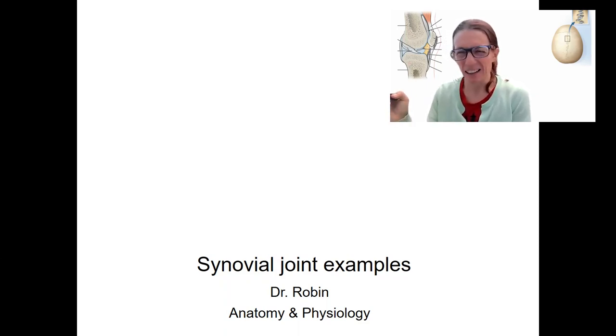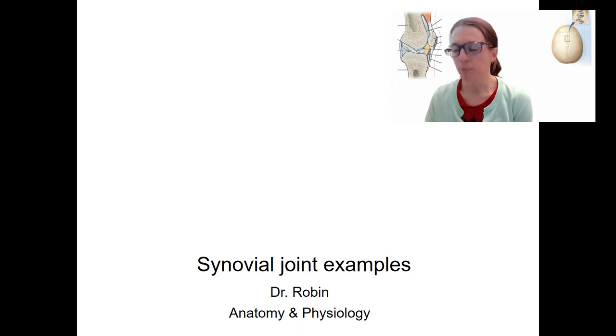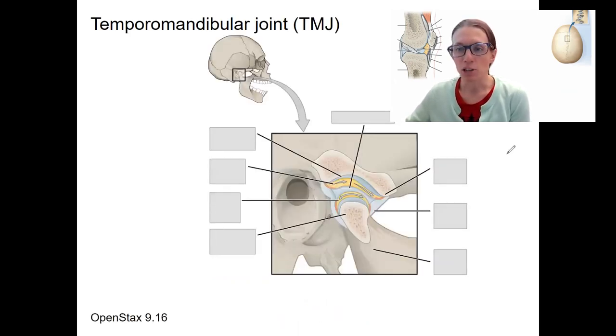So today is going to be an overview of six, I think, joints, some of which won't make as much sense right now because it will be the first time you've seen some of the bone markings. You're going to see a whole lot more in lab. So this is one way to first introduce you to those bone markings and to some specific examples of joints and how they work. Okay, so first example is the temporomandibular joint.